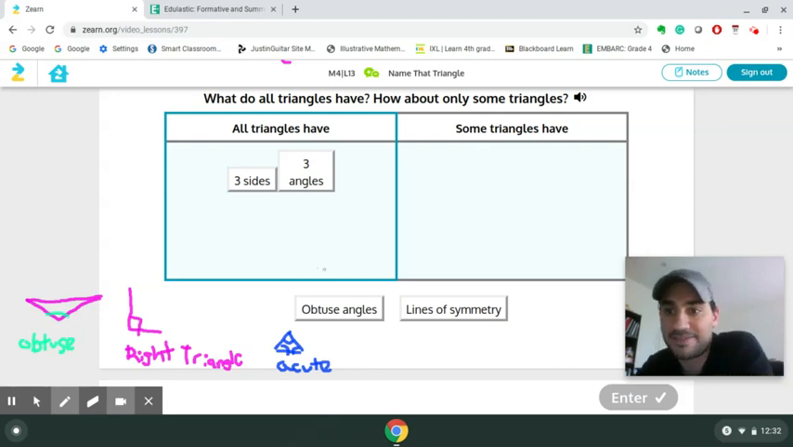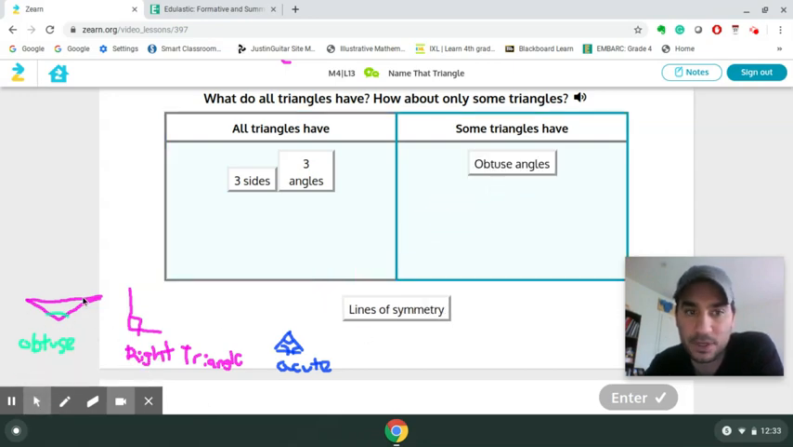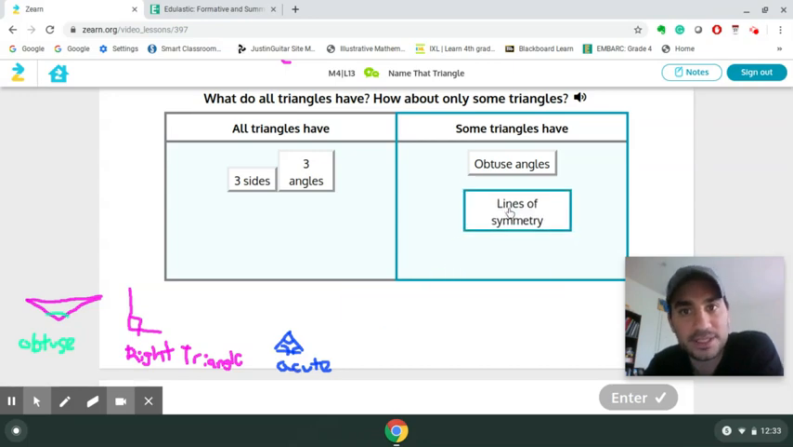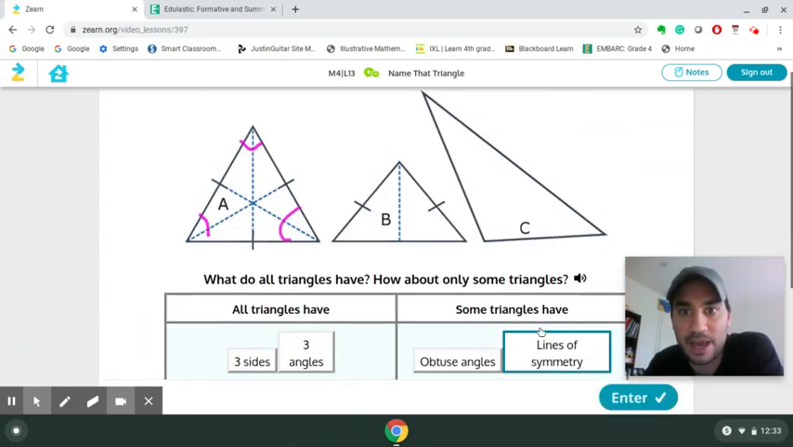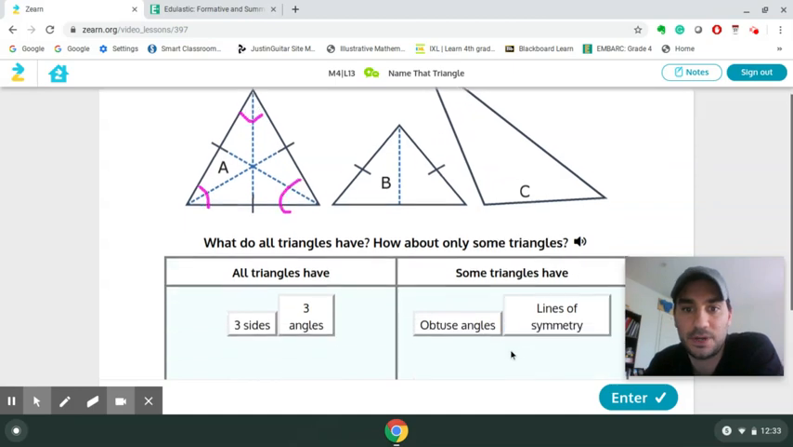Right triangles have at least one right angle, and obtuse triangles have at least one angle that's larger than a right angle or larger than 90 degrees. So we can see only some triangles have obtuse angles. Others have right and others are all acute. And then only some triangles have lines of symmetry. And we know that because if we get a triangle like C, we can see that there are no lines of symmetry here.